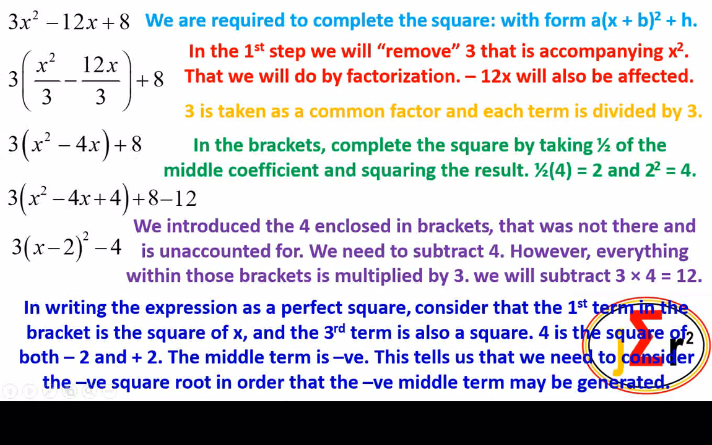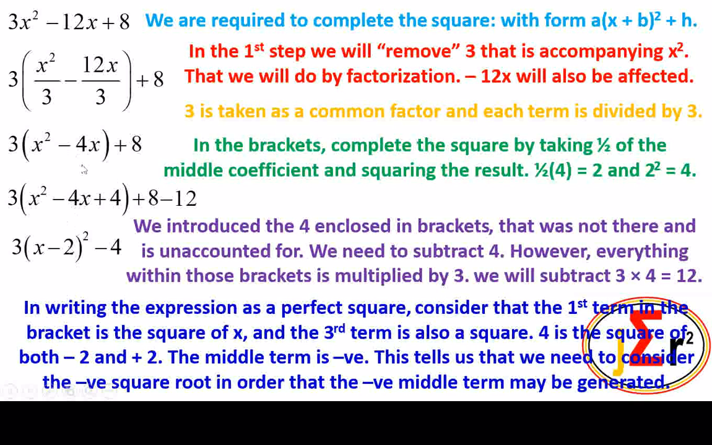In writing the expression as a perfect square, consider that the first term in the brackets is the square of x. That's why x is there. And the third term is also a square term, which we know that 4 is the square of 2 and the square of negative 2. The middle term is negative, which is this one. This tells us that we need to consider the negative square root in order that the negative middle term may be generated. Notice that from the beginning, the middle term has been negative. It has been nothing but negative.